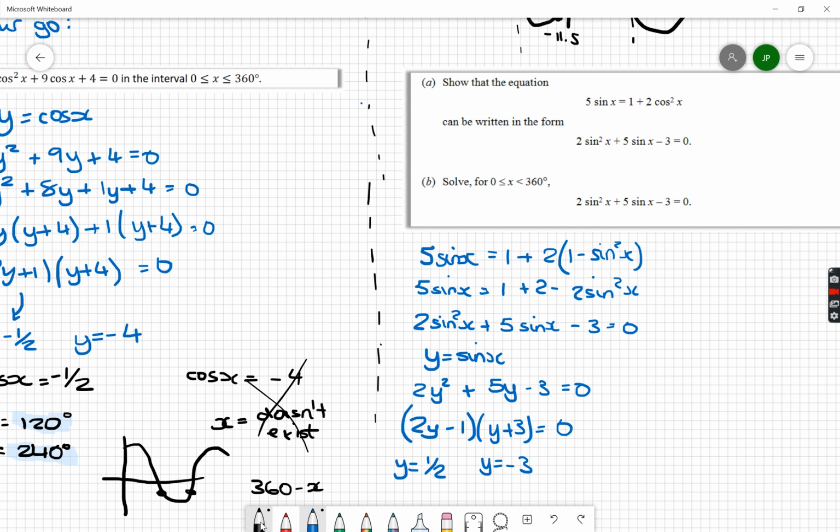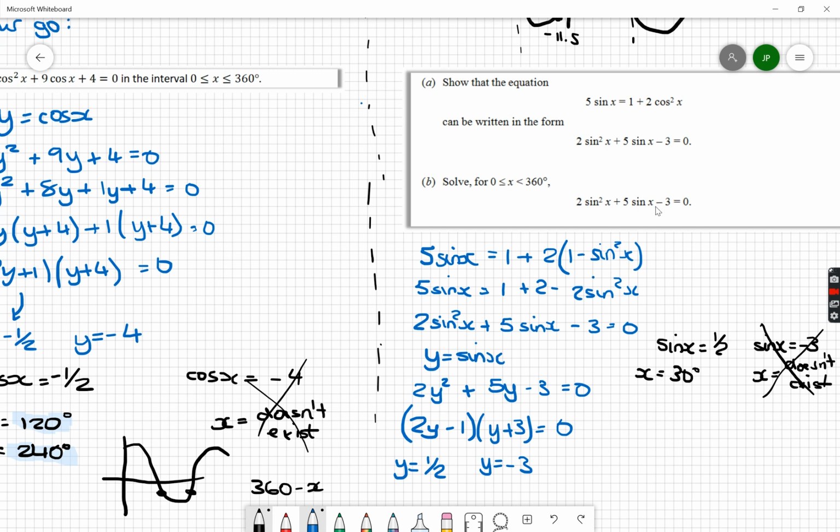We will reverse our substitution again. So we will have sine x equals a half and sine x equals minus 3. We can find our principal values, so I'm going to inverse sine both sides. So I have x equals 30 degrees here. And when I try and do this one, it doesn't exist. Therefore, I can disregard those solutions.